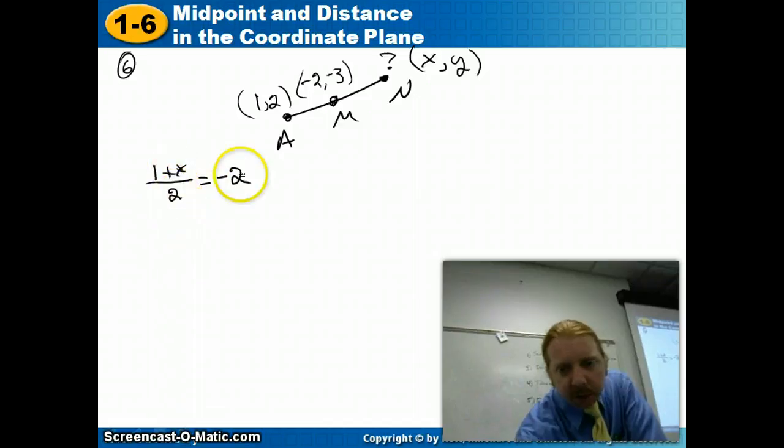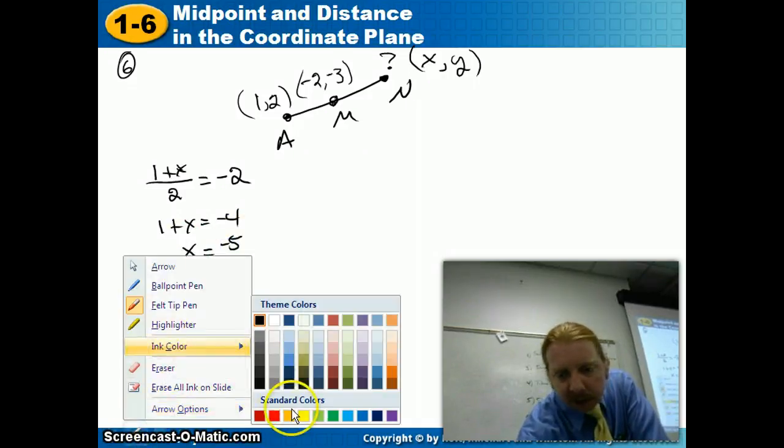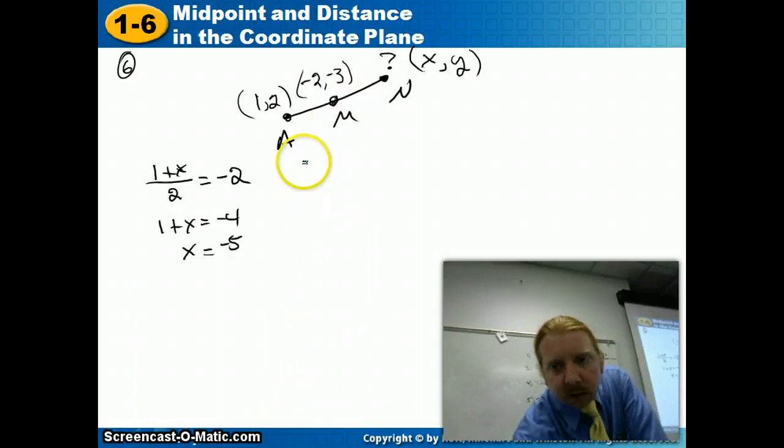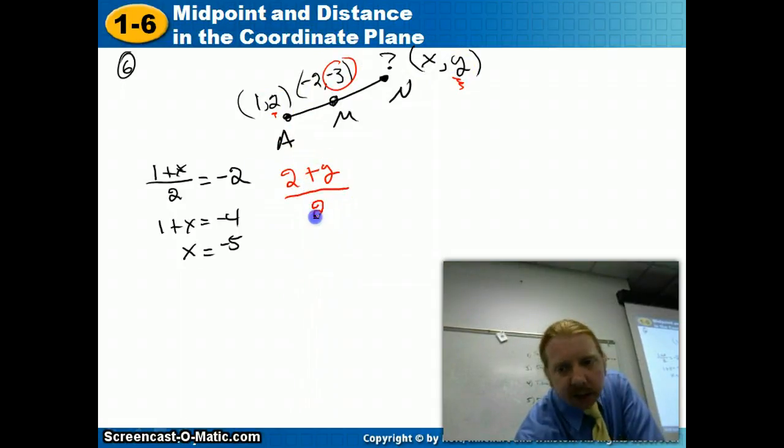Algebra happens, so multiply both sides by 2. Subtract 1 from both sides, I get x is equal to -5. When I look at the y's, I'm going to say that (2 plus something) divided by 2 gave me -3.